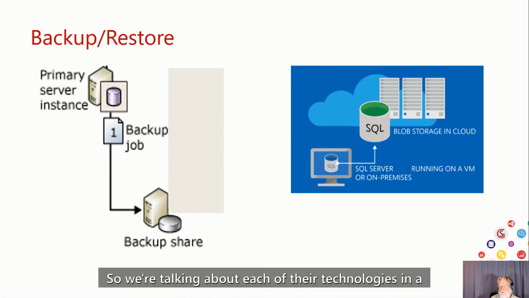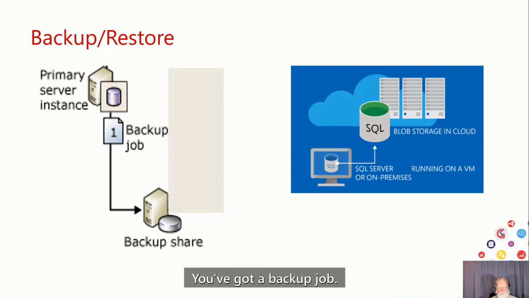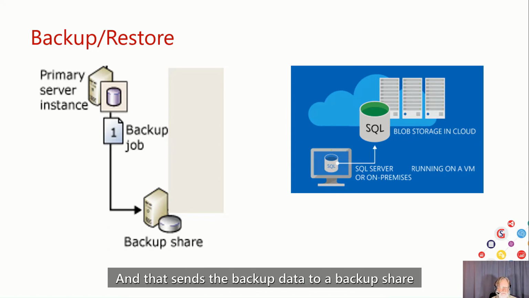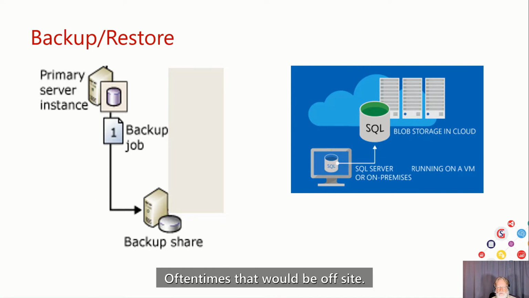So we're going to talk about each of the technologies in a bit more detail. So backup and restore, you have a primary server instance, you've got a backup job, and that sends the backup data to a backup share someplace. So that's just some vault someplace to securely store your backup jobs. Oftentimes that would be offsite.